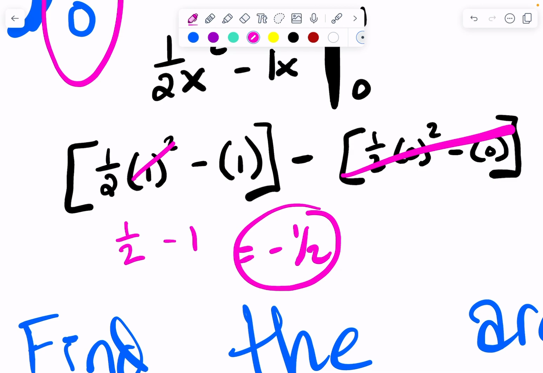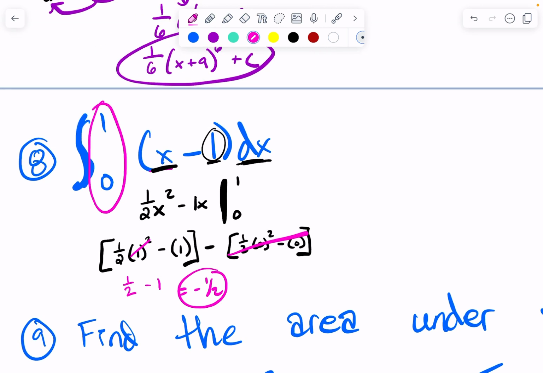Okay, so -1/2 is that value. Now how do we get a negative? X minus 1 is a linear function down at -1. It goes like this. So if we're finding the value from 0 to 1, it is underneath the x-axis. So that's how it is.